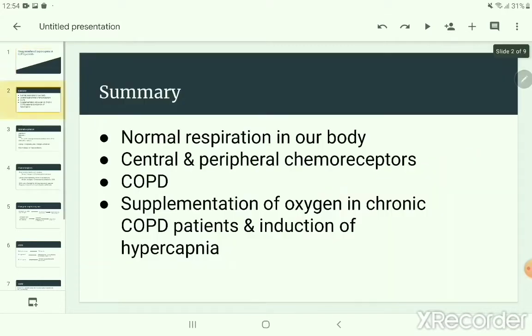So first we will discuss normal respiration in our body, then the central and peripheral chemoreceptors. We will discuss COPD patients, and then how the supplementation of oxygen induces hypercapnia in COPD patients.